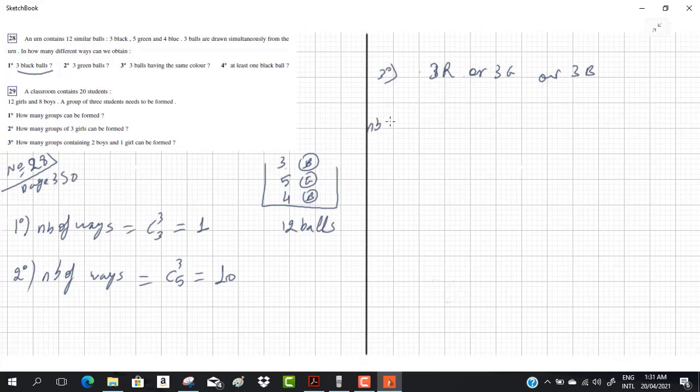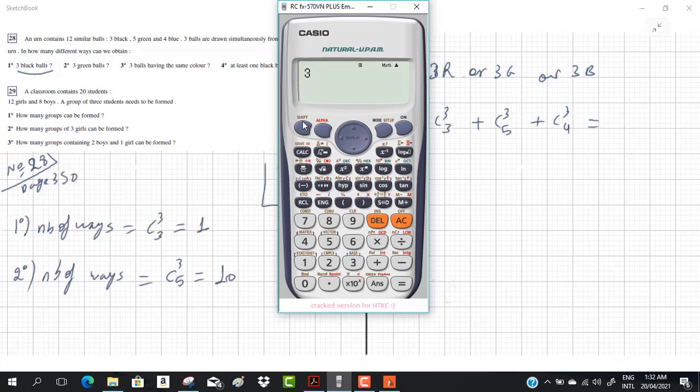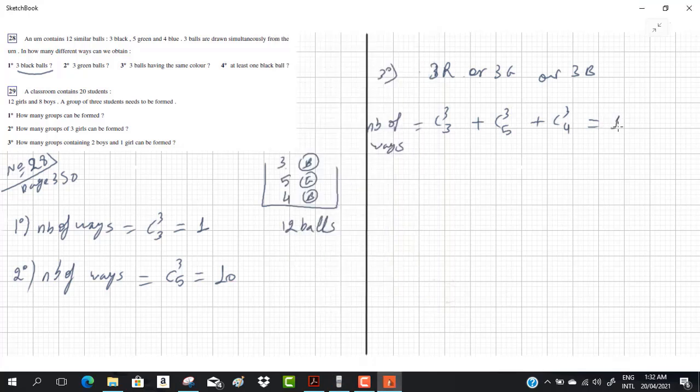So the number of ways, when you have 3 red, is C3 out of 3, or, plus 3 green, C3 out of 5, or 3 black, C3 out of 4. And the number of cases in this case equals C3 out of 3 plus C3 out of 5 plus C3 out of 4. We can find the answers using the calculator, okay? It's 5C3 plus 4C3. The answer is 15.